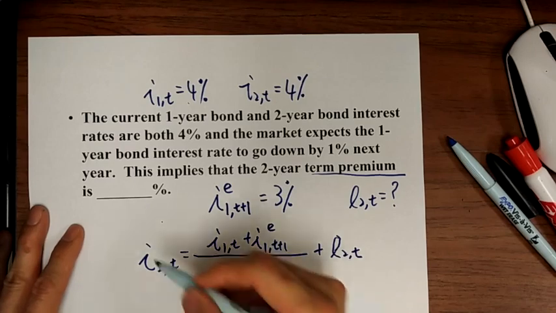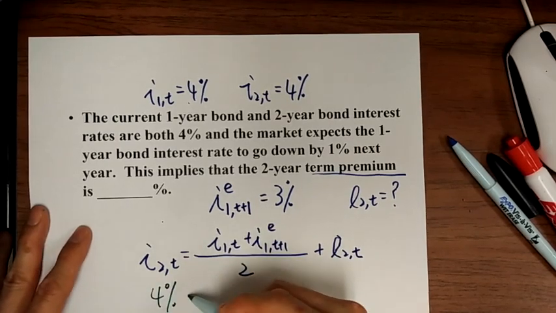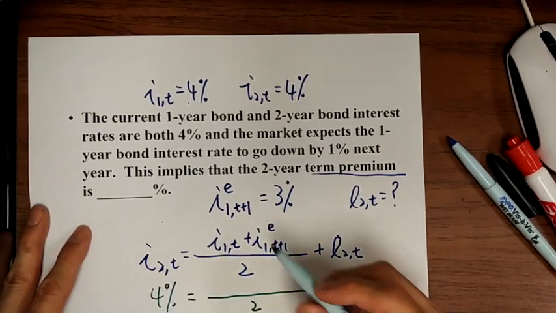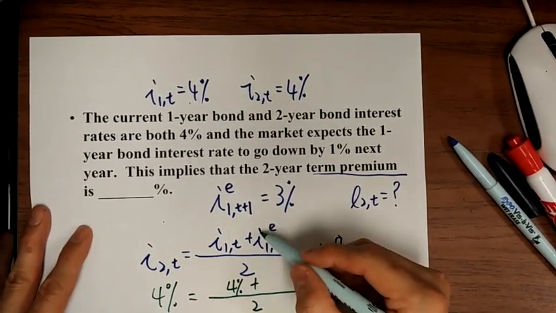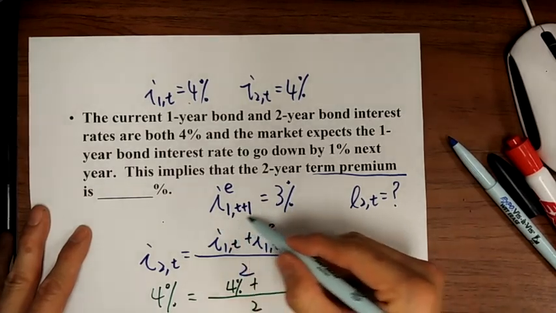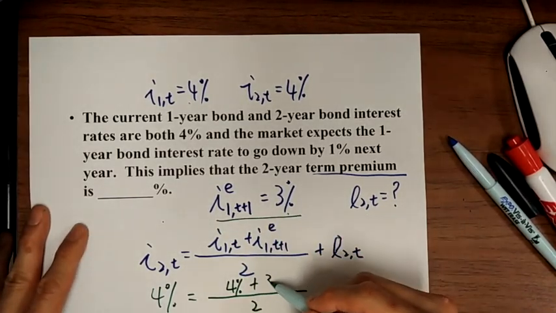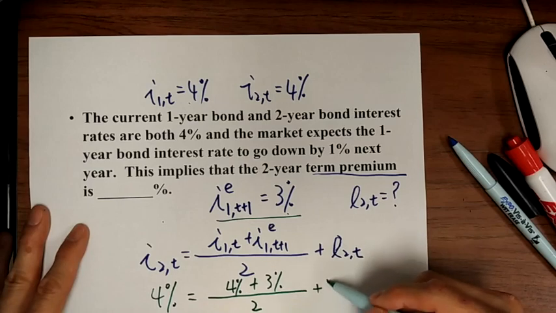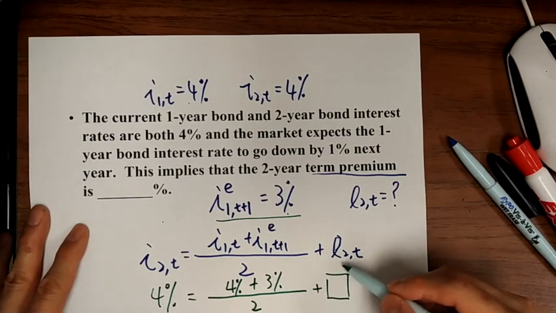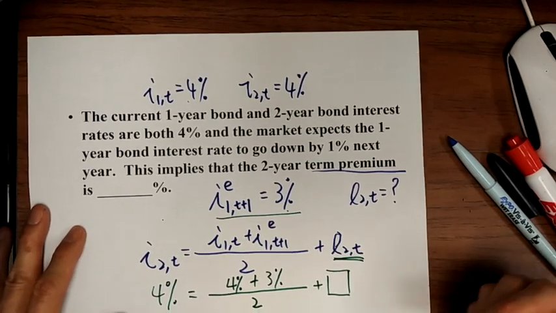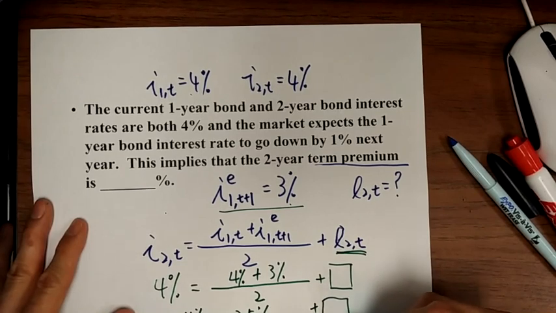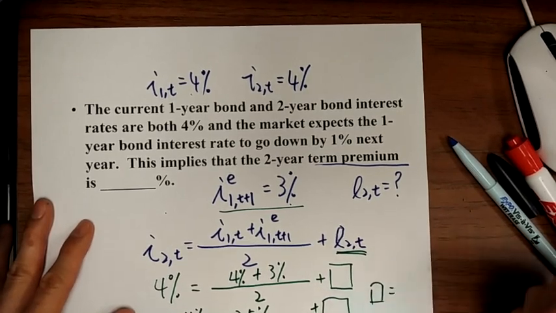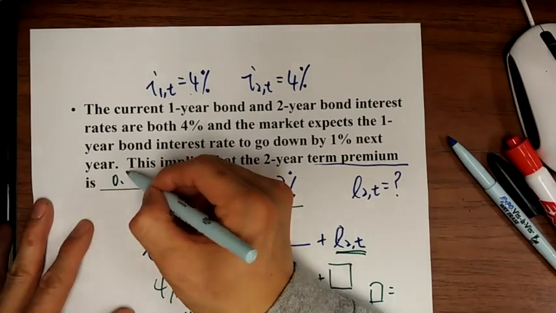Do you have I2T? Yes, 4% is equal to the average of, do you have I1T? Yes, 4%. Do you have I1T plus 1E? Yes, 3%. The question is asking for the liquidity premium. So 4% is 3.5% plus what? So the answer is 0.5%.